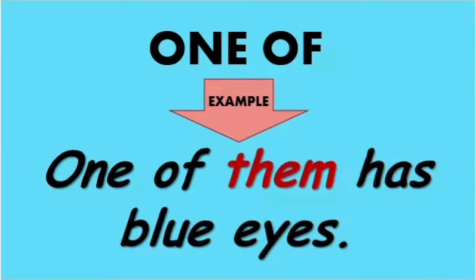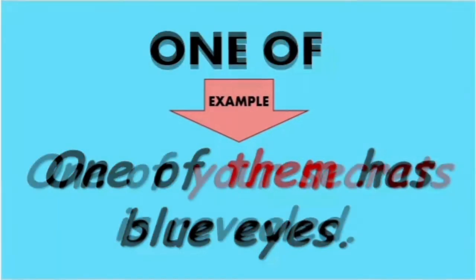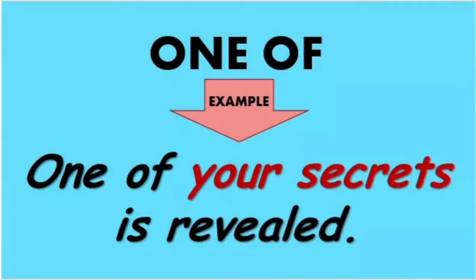Okay, another example. One of them has blue eyes. Ayan. One of them. Pronoun naman yung them, no? Plural. So, meron daw siyang blue eyes. Another example. One of your secrets is revealed. Okay, so ang dami mo palang sikreto pero isa lang yung nalaman namin. Alright?